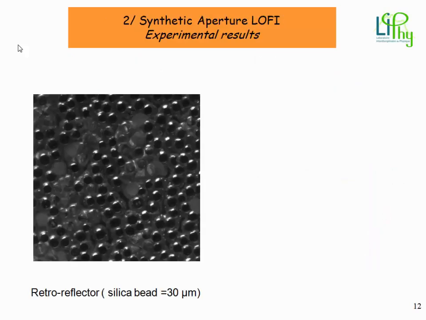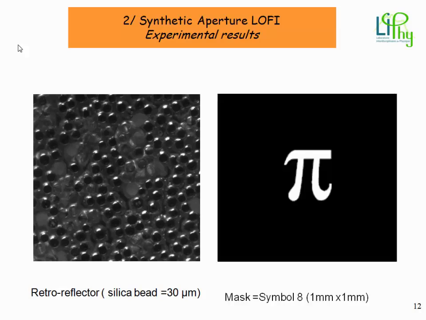So to test the possibility to obtain a synthetic aperture image with the LOFI setup, the target under investigation is composed of silica beads like this with a diameter of 30 micrometers, and the silica beads are located behind the P-shaped hole with a width and a height of the order of 1 millimeter.